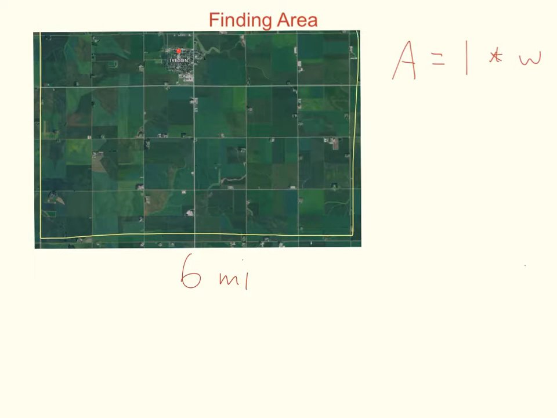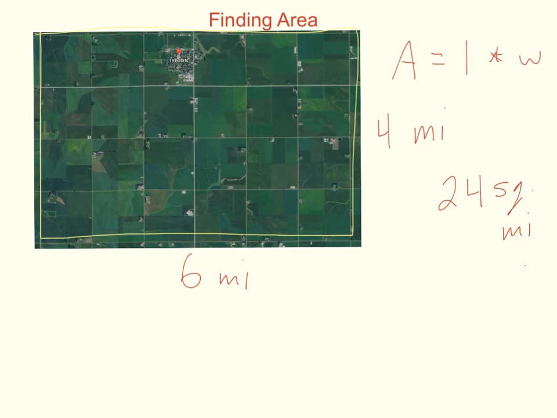And remember, anytime we draw in math, we're drawing it perfectly, even if it maybe doesn't look perfect. So the length was 6 miles. The width here is 1, 2, 3, 4 miles. And if we counted all the squares together, it would be 24 squares. So that would be 24 square miles.